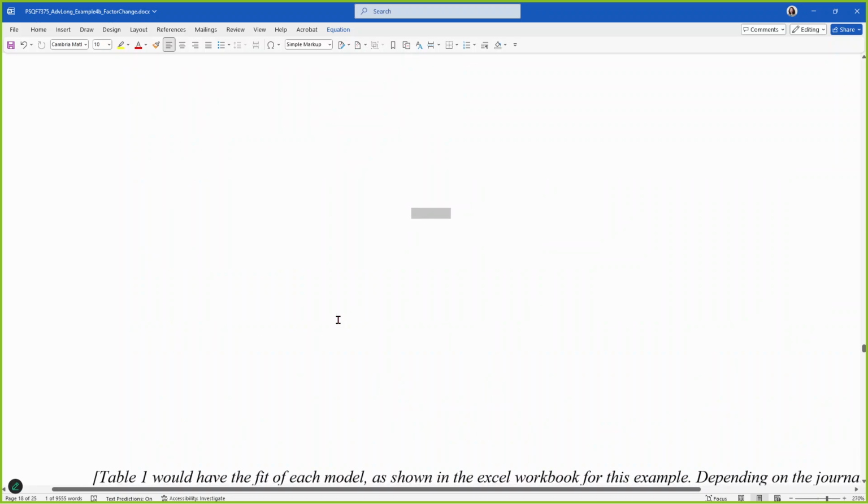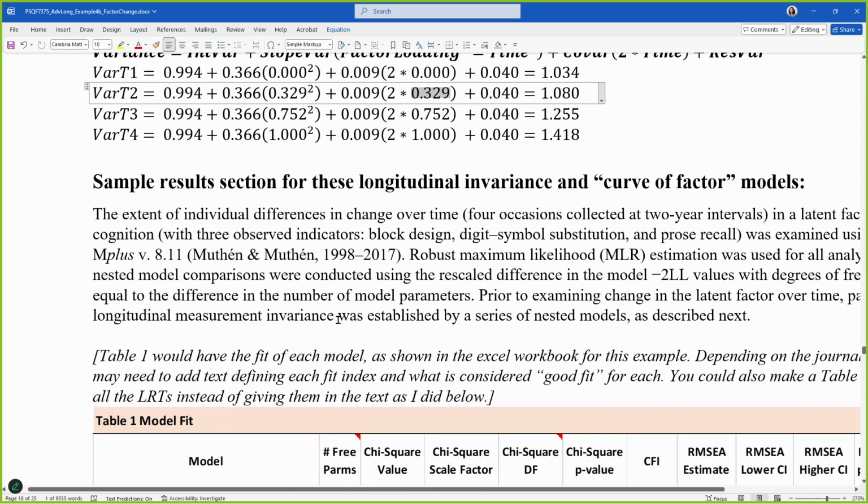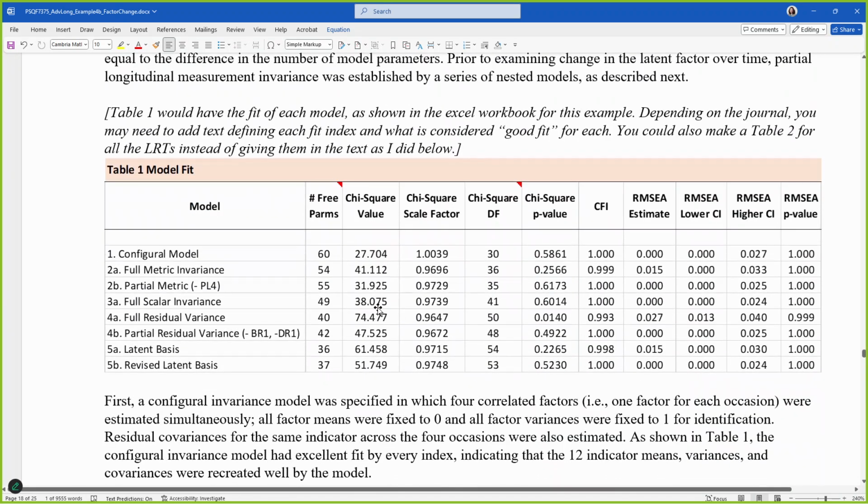And last but not least, here's some words. So when you're reporting a whole bunch of factor models like this, it can be a lot more efficient to talk about fit in a table. So then you don't have to repeat these numbers in your text. You can just say, the configural model fit well, this model fit well, this model fit was equivocal. It's one of my favorite ones. You know what that means? Some liked it, some didn't.